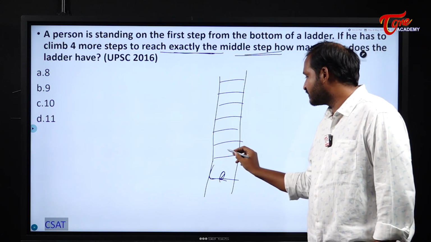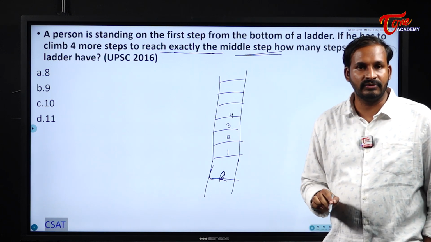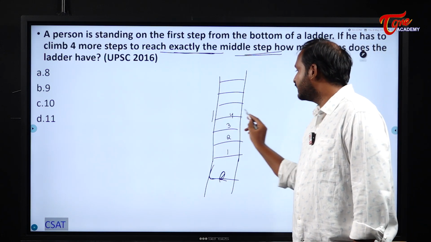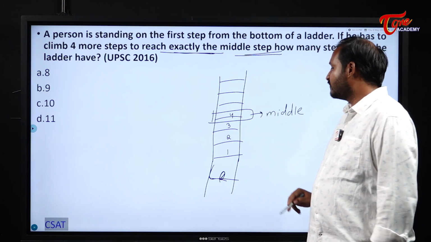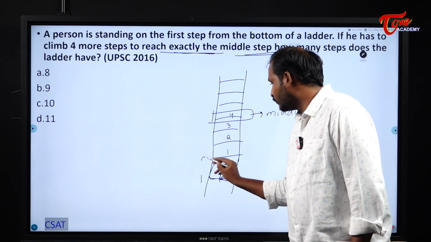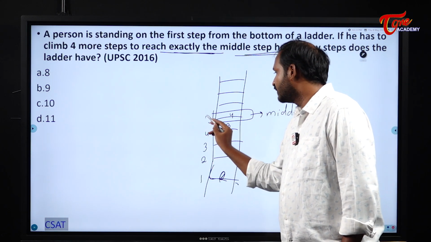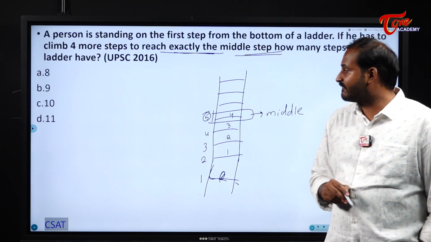See here, 4 more steps means 1, 2, 3 and 4. Now he will come to this step, and what they are telling, this is the middle one. Now see here, he is on the first one and he is climbing four more, means here 1, 2, 3, 4 and 5. This is the fifth one. Okay, this is the fifth step.